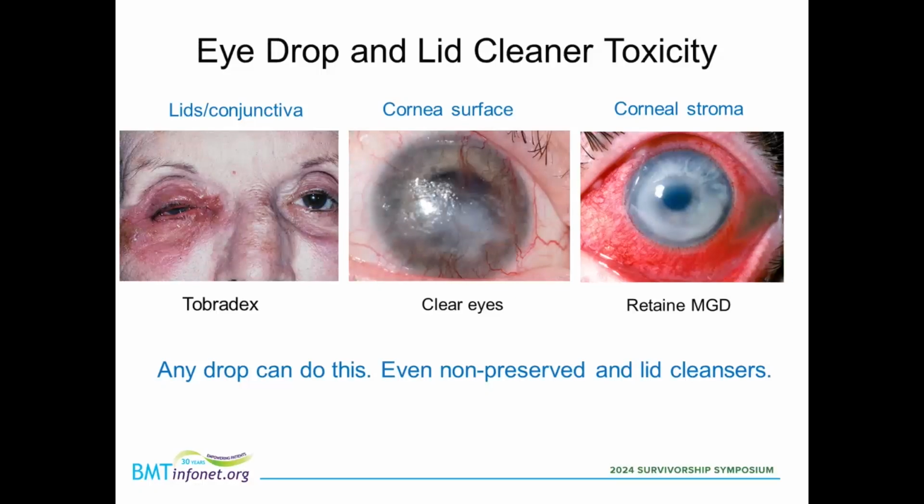And then over on the right, you see a red eye, and if you look carefully, you can see some inflammation in the cornea. This was a patient of mine who was using Retain MGD something like 20 times a day, and basically developed this infiltrate in the cornea because of the Retain MGD. So it doesn't matter which drop or lid cleaner you're using, they are potentially toxic, and you have to be aware of that as well. So yes, use them as much as you need to, as long as they're not causing a problem, but if they're causing a problem, stop, get some help. Any drop can do this, even if it's preservative-free or a lid cleaner.